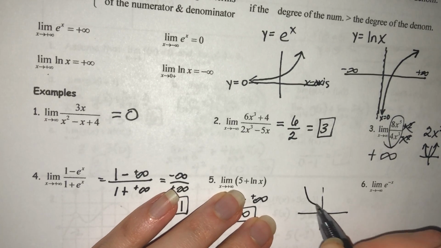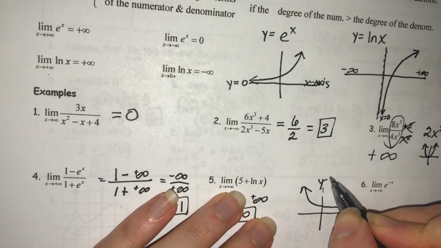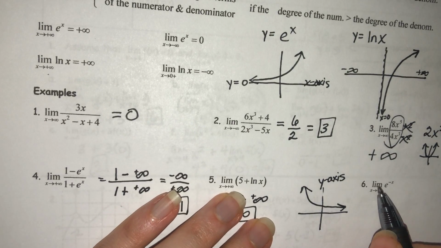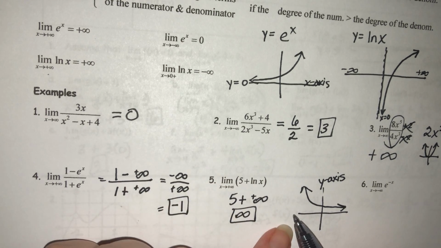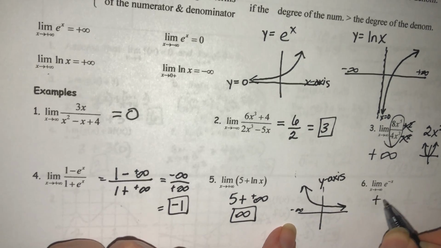So it goes like this. Flips across, it reflects across the y-axis. So as x approaches negative infinity here, this is the negative infinity side, the y values are going towards positive infinity.